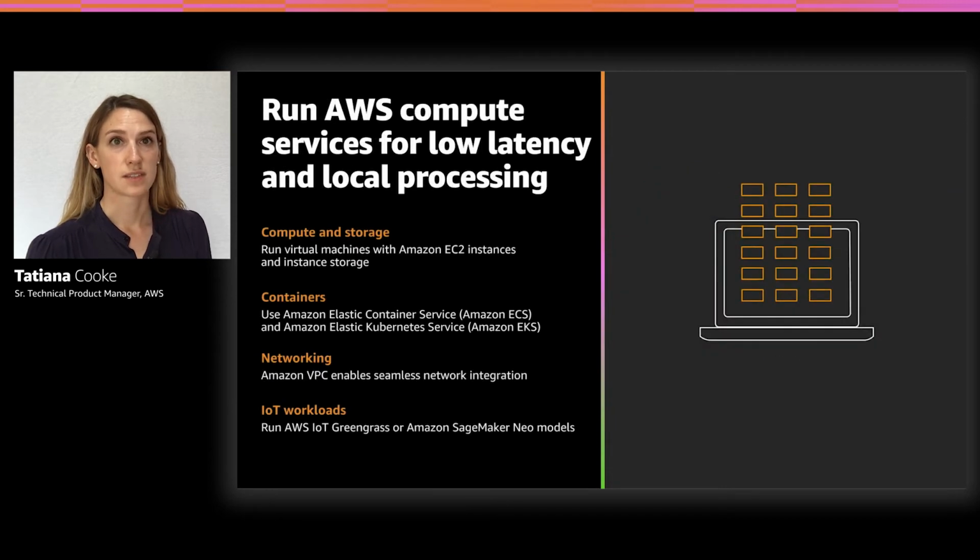Using the Outpost service and smaller form factor SKUs, you will be able to run compute applications at the edge for low latency and local data processing. You'll be able to run virtual machines with EC2 instances. Each instance will have instance storage that can be used for AMI launches and data volumes. You'll be able to deploy containerized workloads using container services like Amazon ECS or EKS. You'll be able to network using Amazon VPC to introduce logical separation between workloads and secure communication within a workload that spans the region and your site.